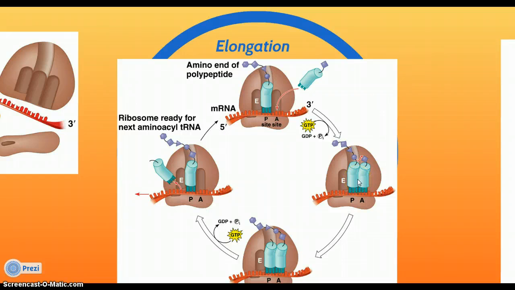Then translocation occurs. This requires the hydrolysis of GTP once more, causing the tRNA from the A site to translocate to the P site, and the tRNA in the P site, which no longer has an amino acid attached, to exit through the E site. This allows the ribosome to be ready to receive the next tRNA in its A site. Elongation factors, not shown, also assist in the process of elongation.